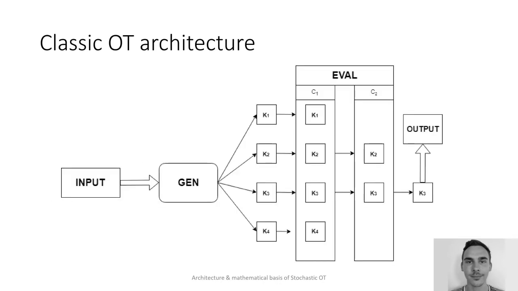This graph displays the classic architecture of an OT system that functions on the basis of two main components, a generating component Gen and an evaluating component Eval. In OT, we assume that every time a linguistic structure is processed, be it in production or perception, there's an underlying linguistic representation, the input, that is fed into the Gen component. What Gen does is produce a large list, unbound in size actually, of potential output structures to the input.